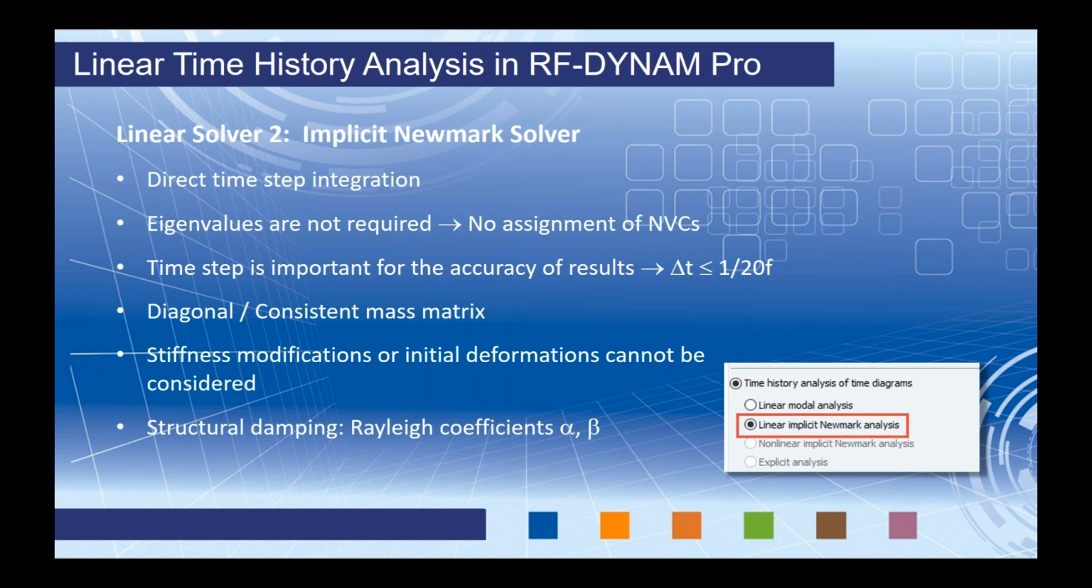and stiffness modifications or initial deformations cannot be considered. We can also consider structural damping though. However, this is in reference to the Rayleigh coefficients with alpha and beta. So we need to somehow convert Lehr's damping into the Rayleigh coefficients, which we'll be taking a look at today with our example.